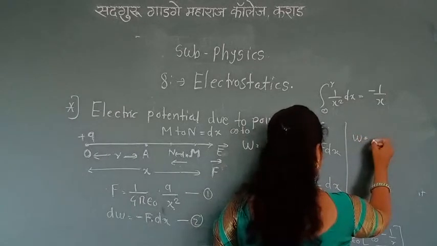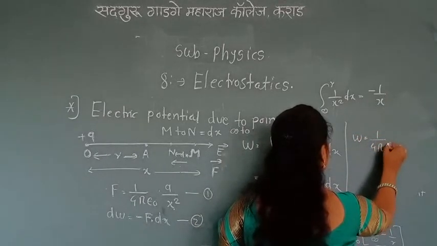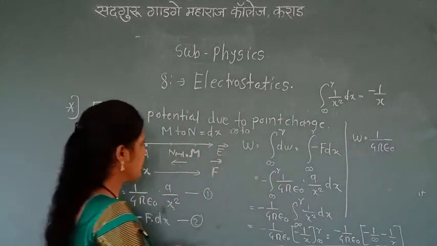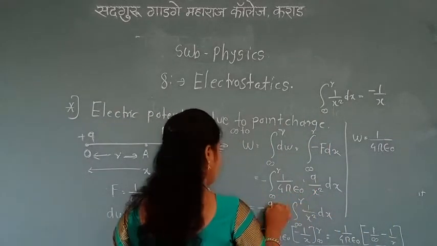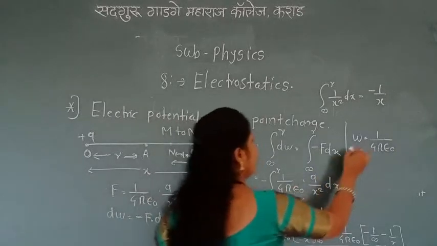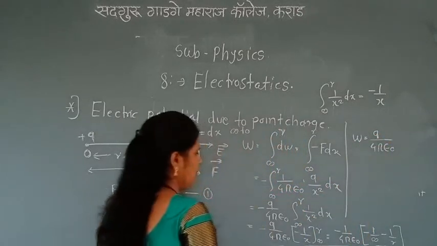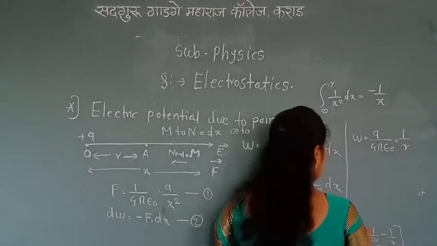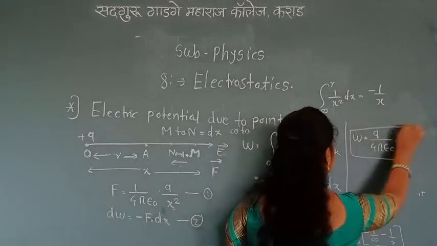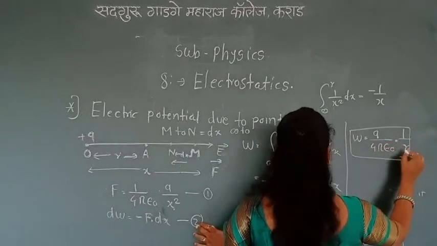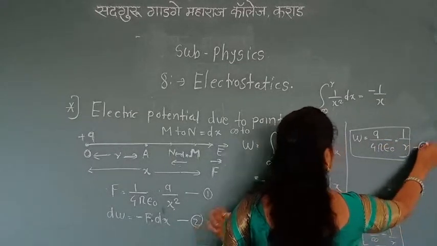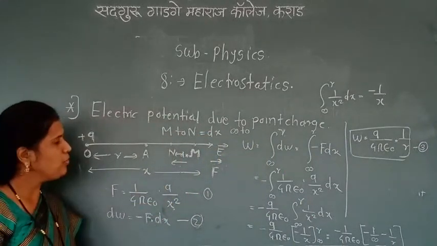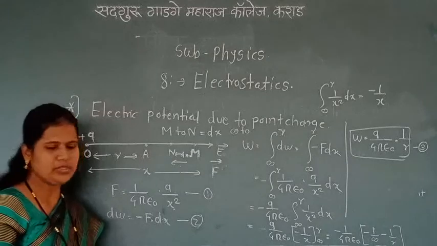Therefore we can write W is equal to 1 upon 4 pi epsilon naught, Q, into 1 upon R. Minus minus becomes plus, and we get this equation, equation 3. This is the last equation: work done W is equal to Q upon 4 pi epsilon naught, 1 upon R.